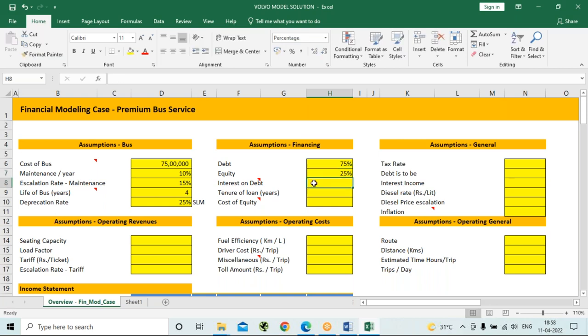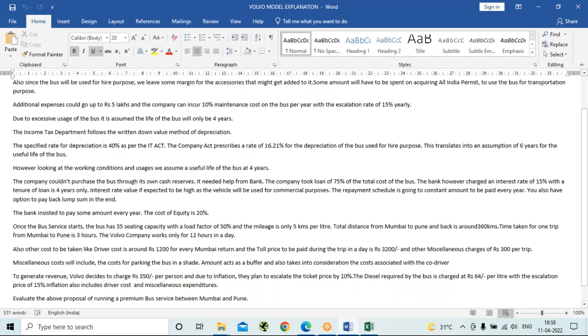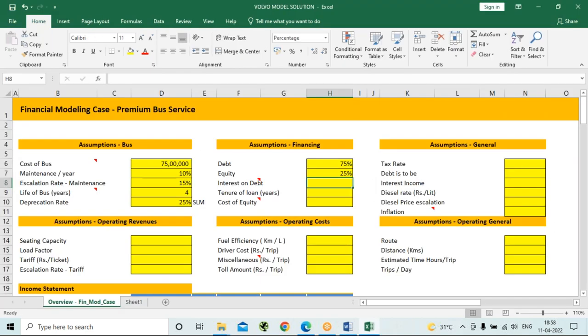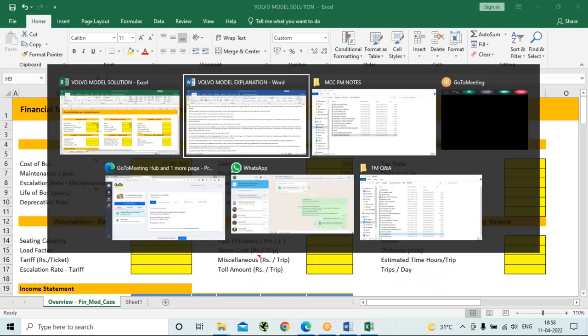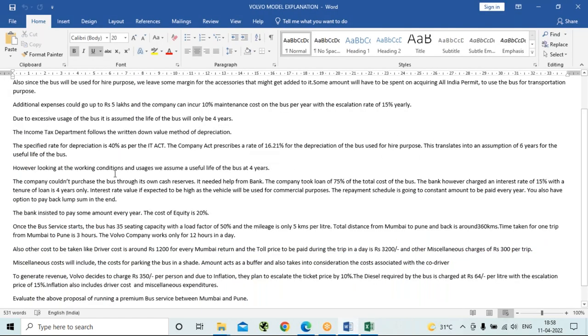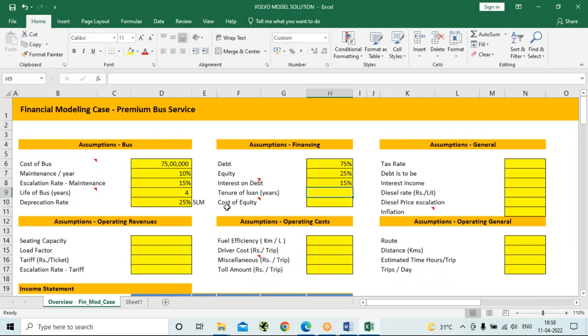And what is the rate of interest for the amount borrowed as a loan? It will be 15% as interest rate, so let us specify it as 15%. The next thing is the tenure of loan. For how many years is the loan taken? The tenure of loan is 4 years only, so let us specify it as 4 years.